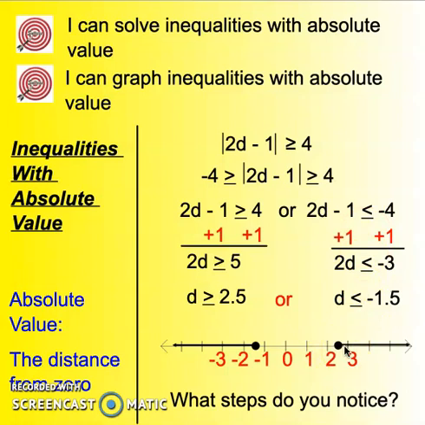So just by solving these two inequalities, we were able to figure out what are all the solutions that would fit. And there's an infinite number because these rays are going on infinitely in both directions.